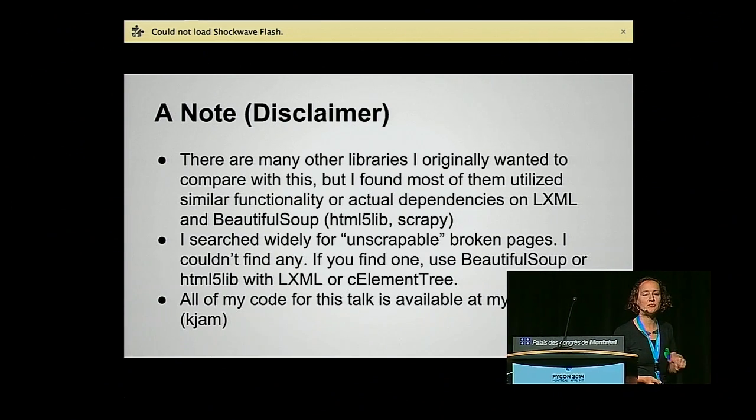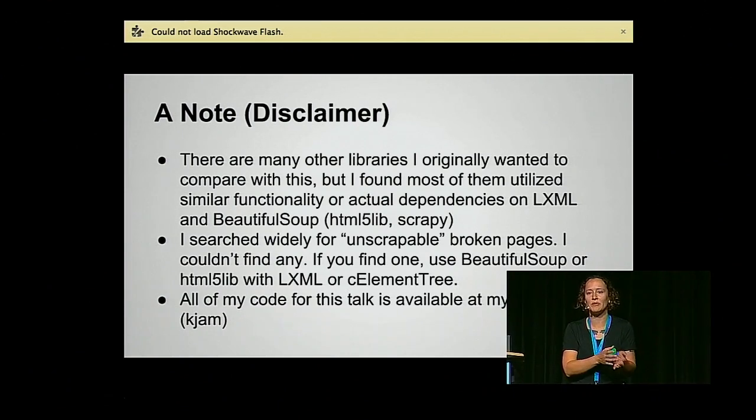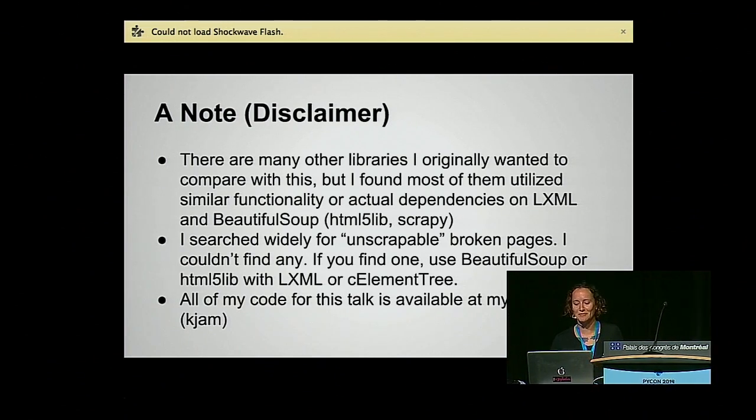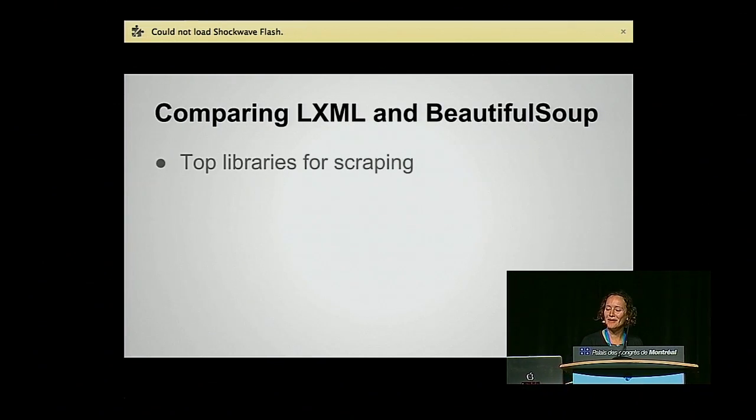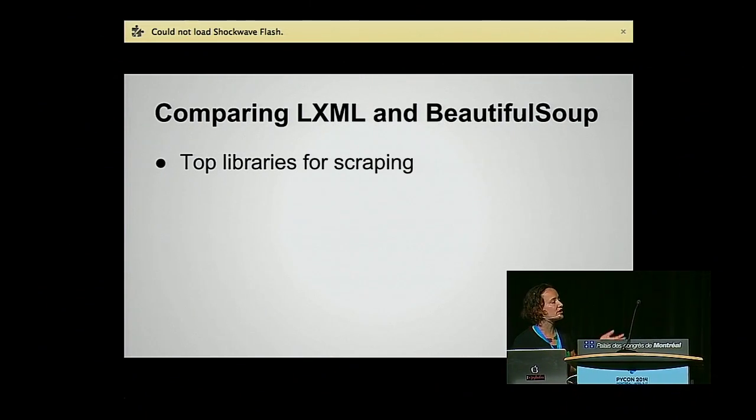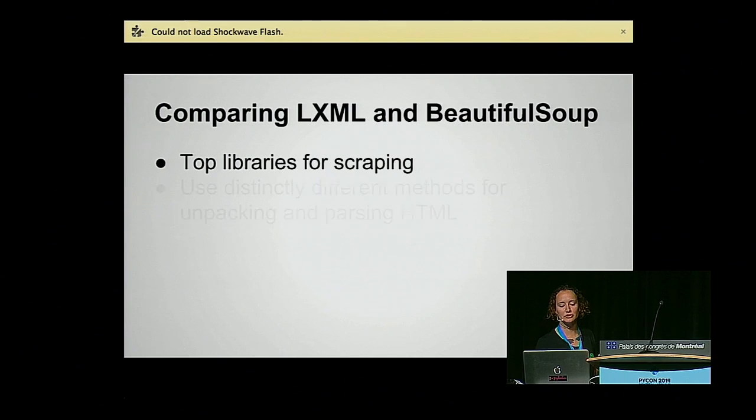So I created a repository, I believe, called Web Scraping Speed Comparison. And you can please fork it, download it, play around with it, prove me wrong with my own tests. So I wanted to compare LXML and BeautifulSoup. A lot of times these are the commonly and most popular used.